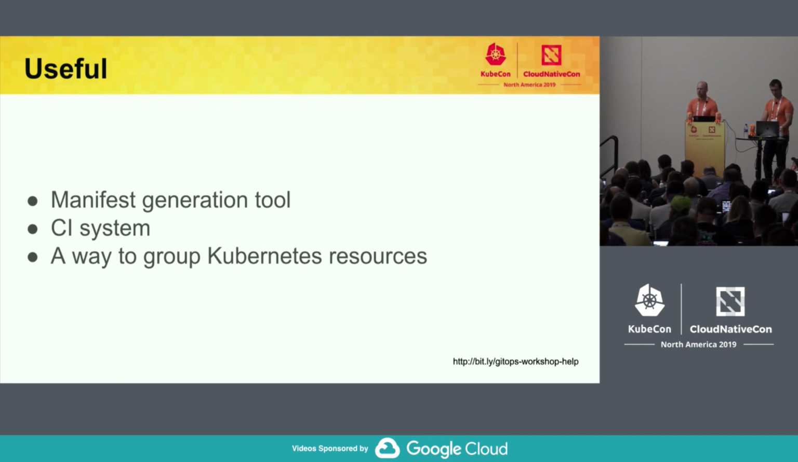And the third one, which is pretty useful, is a way to group the Kubernetes resources together. And there are a couple of different ways of doing this. For example, you could group them by cluster or by namespace. And the one that we like particularly is grouping by label, because that's extremely flexible.